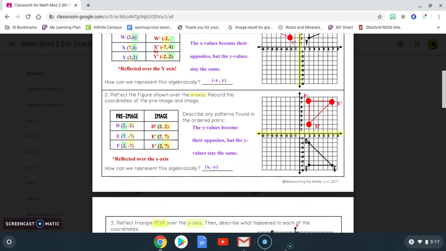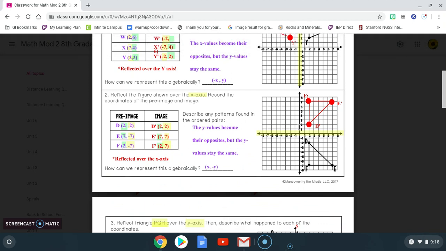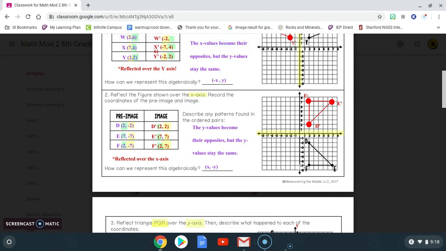For number 2, you are reflecting over the x-axis. I highlighted the x-axis for you. You plot down these points first, and then you are the one that has to plot the new shape. So for D, 2, negative 2, ready? It's 2 away from the x-axis, so now it's 2 away again. F is 7 away, so you're going to make it 7 away. E is 7 away, you're going to make it 7 away.